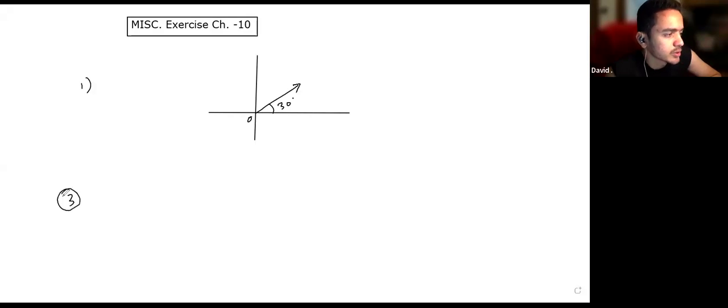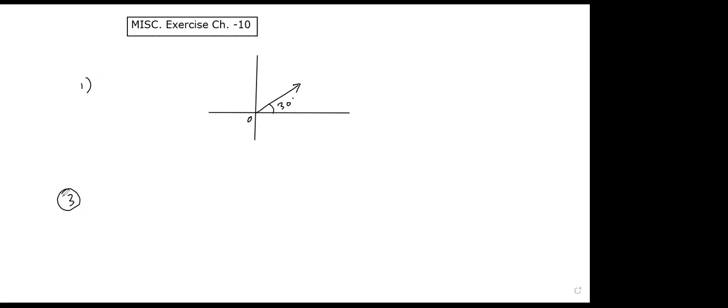Third question. A girl walks 4 kilometers towards west. Then she walks 3 kilometers in a direction 30 degree east of north and stops. Determine the girl's displacement from her initial point of departure.